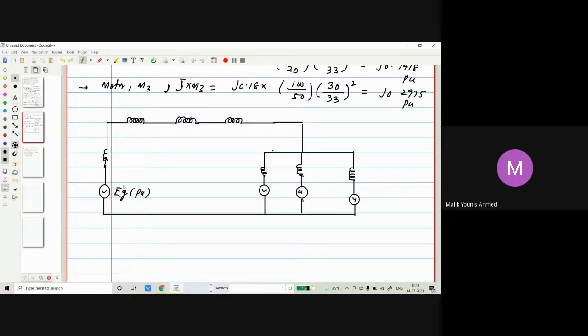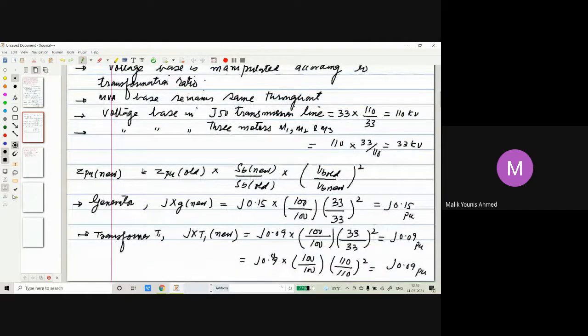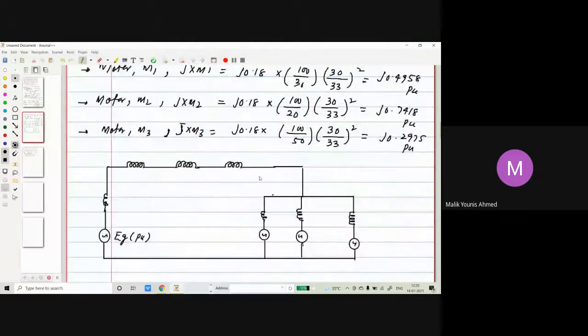So what is the reactance of the generator? We have got it. The generator reactance is J.15 per unit. We can substitute that value here. J.15 in per unit. Similarly, for transformer number 1, we have J.09 per unit. Transmission line, we have J4.4132 in per unit. And this again, we have J.09 per unit.